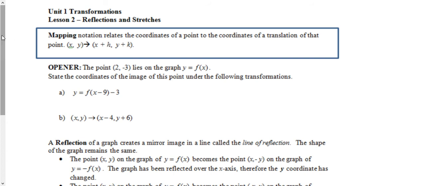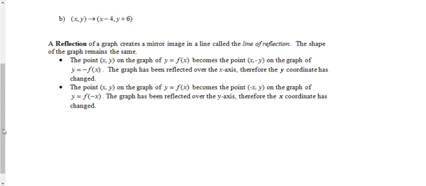Reminder, H and K only affect horizontal and vertical translations, aka you moving things left, right, or up, down. So again, H is going to move things left, right. K is going to move things up and down. You can figure out the opener on your own, and I will come back to that at a later time. But for now, I'm going to get right into our notes.